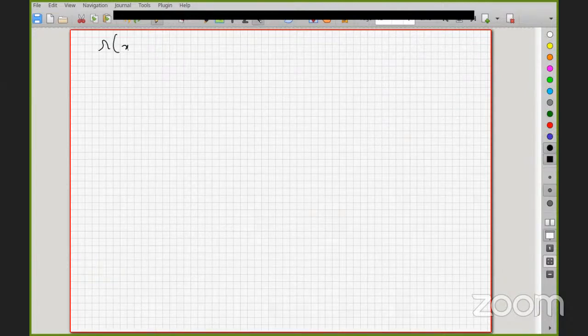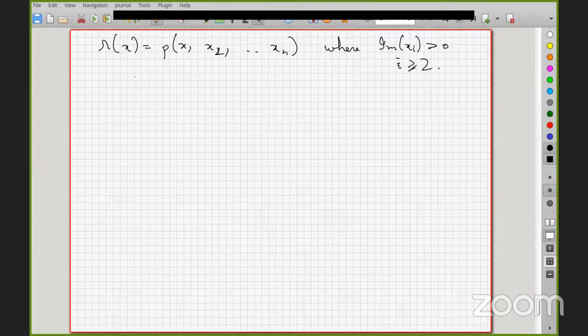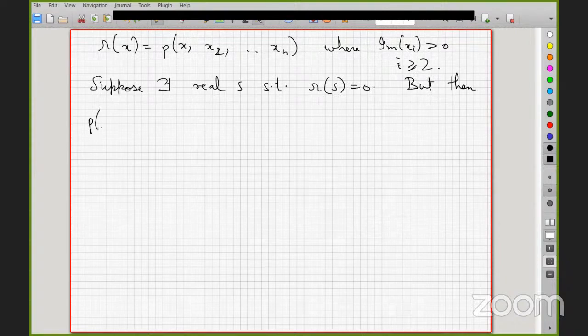So here is R(x) equal to P(x, x2 to xn), where the imaginary part of xi is positive, and xi is real. Suppose there exists a real s such that R(s) equals 0, but then P(s, x2 to xn) must be real stable.